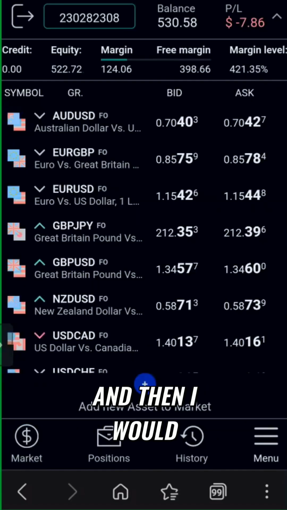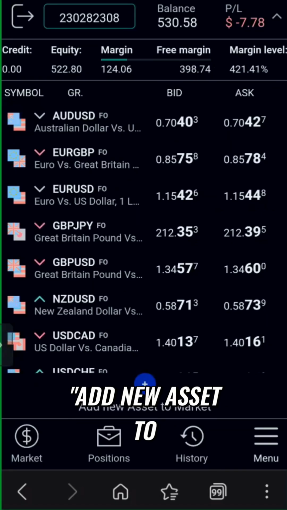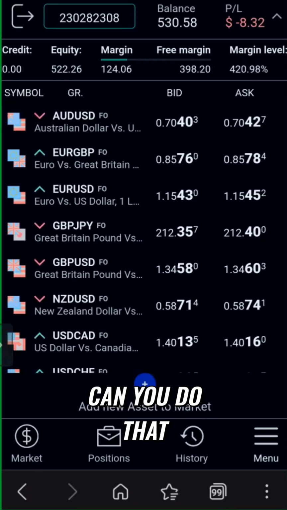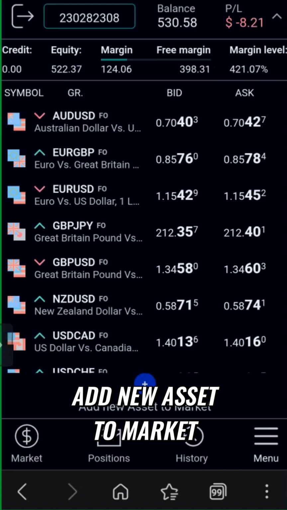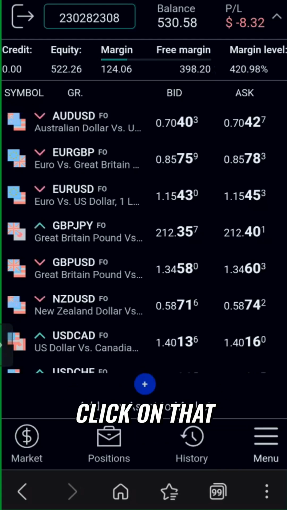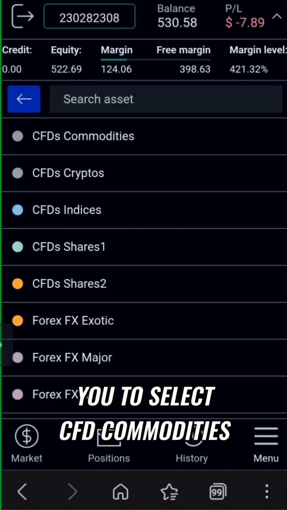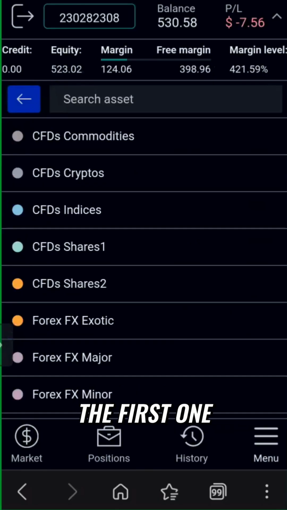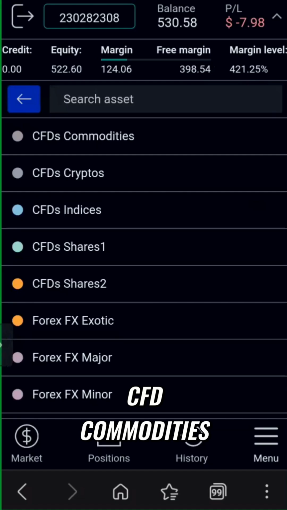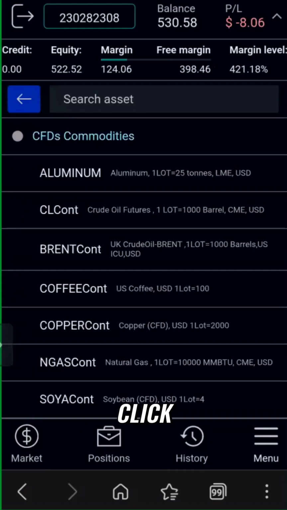Okay, and then I would like you to click where it says add new asset to market. Can you do that? Blue plus button. Click on that. Yes. And then I want you to select CFD's commodities, the first one. CFD's commodities. Yes, click.